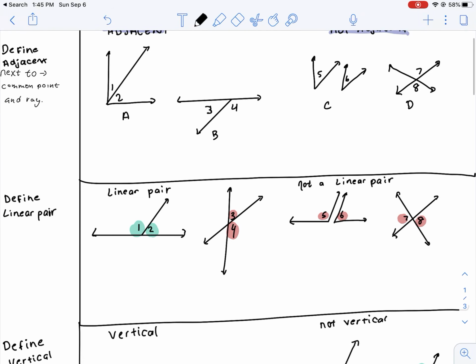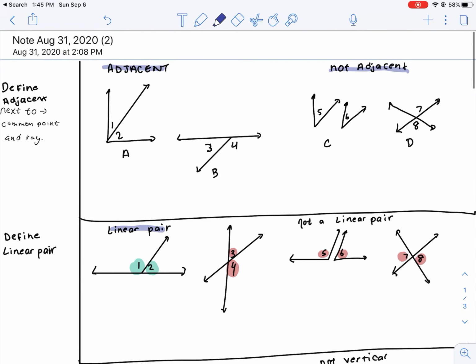Okay? Look at the word linear pair. What does it have in it? Line and the word pairs, which means two. What do you notice about it? Okay, you see two angles. What else? The bottom of them form a straight line. How about not linear pair? Yeah, either they're not connected or they don't form a straight line. So there are two angles that form a straight line.